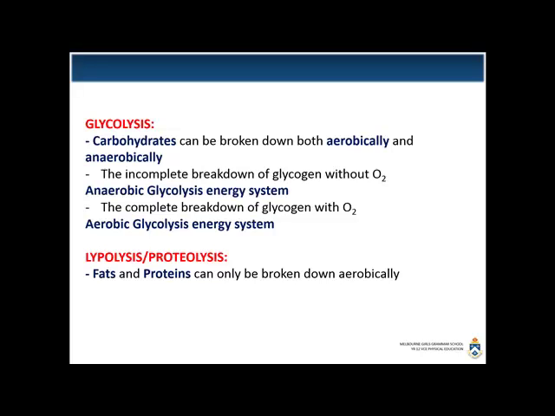Now, which one is used, anaerobic glycolysis or aerobic glycolysis, depends on how fast you need the energy. And how fast you need the energy depends on the intensity that you are working. You can see fats and proteins can only be broken down aerobically. We don't talk that much about proteins' contribution to energy. We talk more about fats and carbohydrates because they are the dominant fuels at rest and during exercise. Protein is just for emergencies.